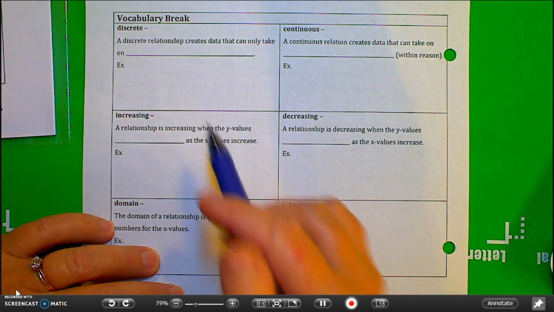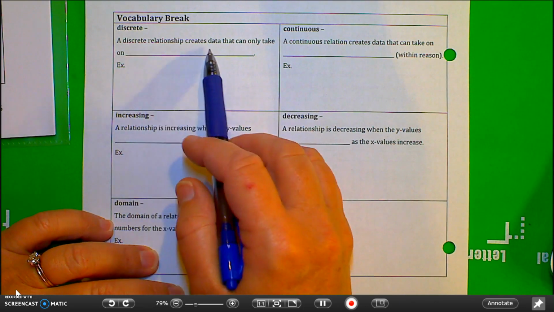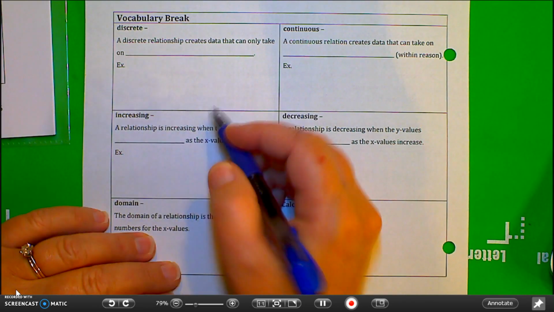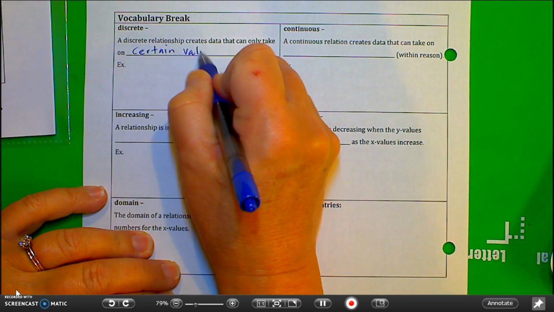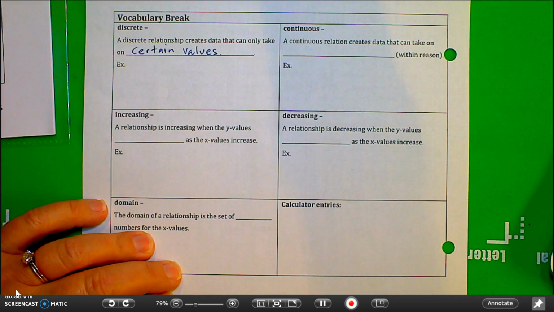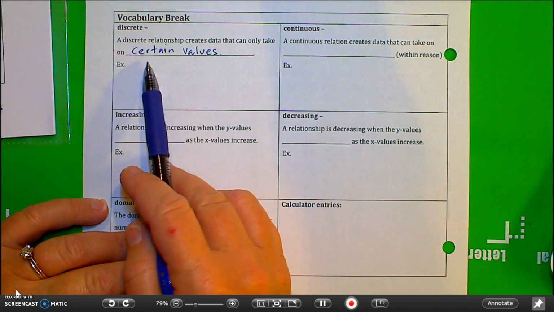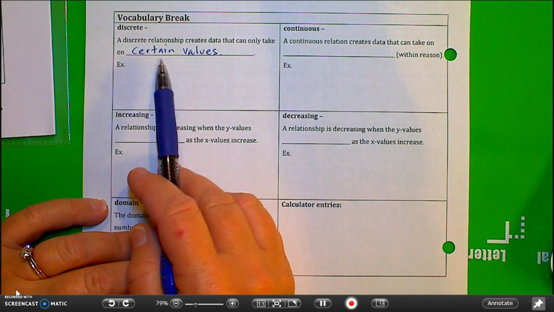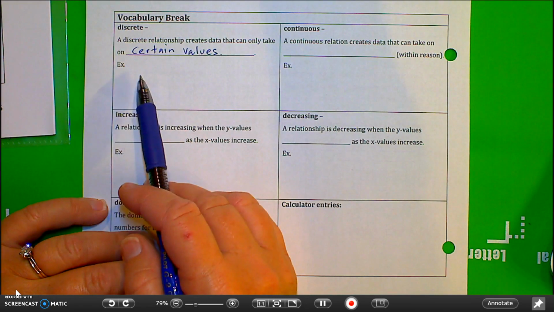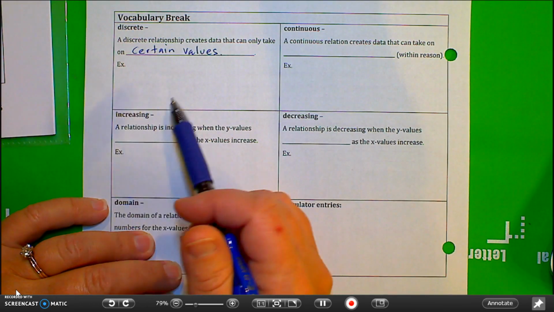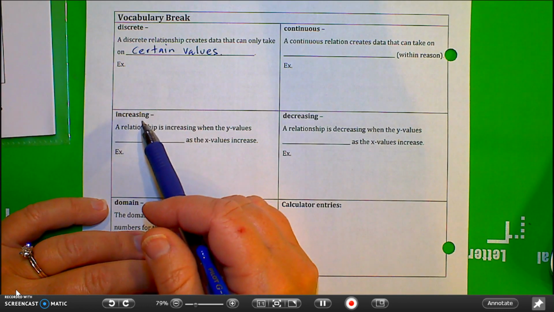Discrete is the name of a relationship, or how you would describe a relationship, that creates data that can only take on certain values. There's only specific values that will work in these relationships. For example, if we were counting, like getting a penny every day, we don't have partial days, we just have whole days. Or if we were counting the number of cars, it would be whole cars, not partial cars.